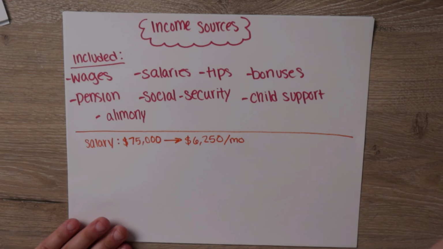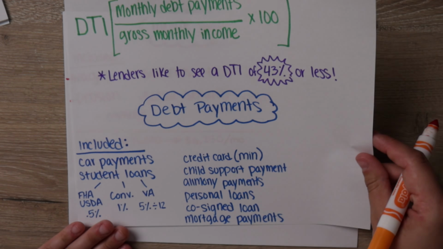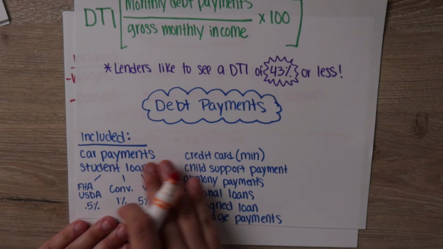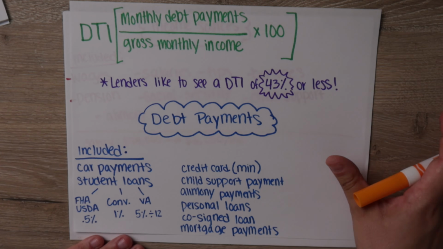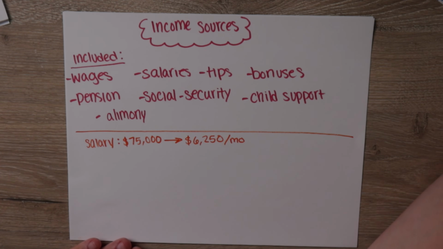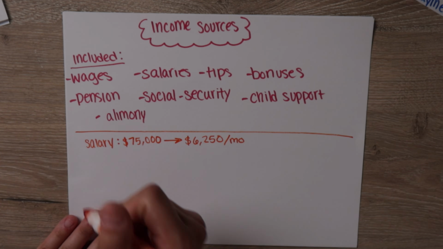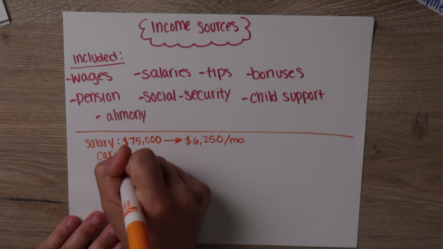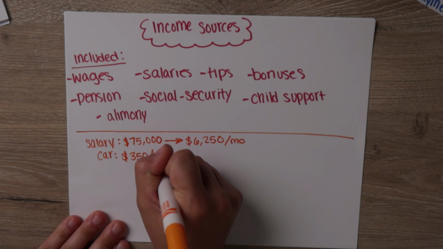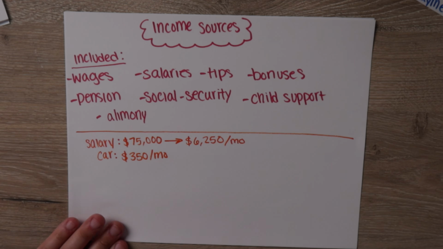So if I'm going back and looking through the debt payments list, I'm thinking to myself, okay, I've got a car payment, I've got a student loan, I pay on my credit cards. So let me think about those numbers for myself. Let's say that my car payment is $350 a month. That would be factored in to my DTI.